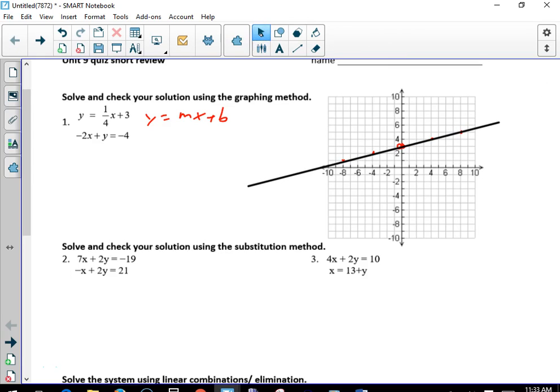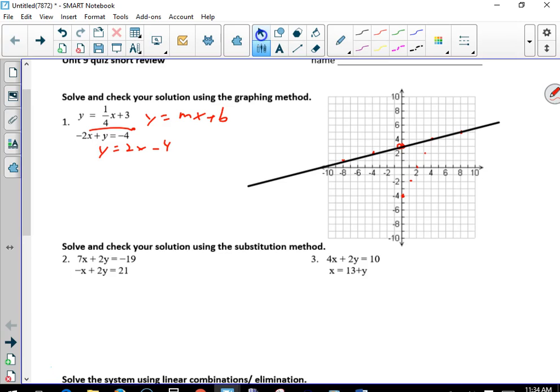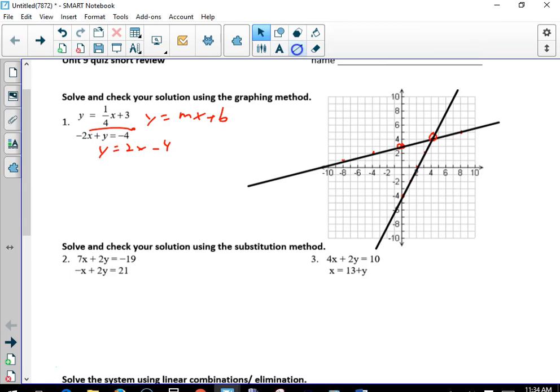Alright? Now, for this one, you have two choices. You can do the cover method, or this easily moves over here to become y equals 2x minus 4. Minus 4 is my y-intercept, and my slope is up 2, right 1. Up 2, right 1, and there's my point of intersection, I believe. So I believe it is at 4, 4.